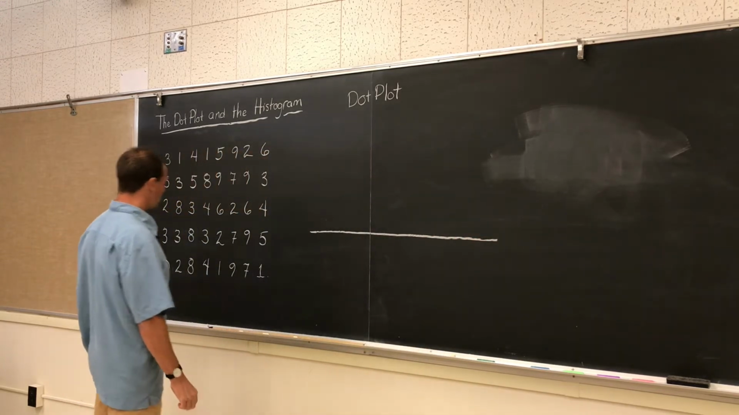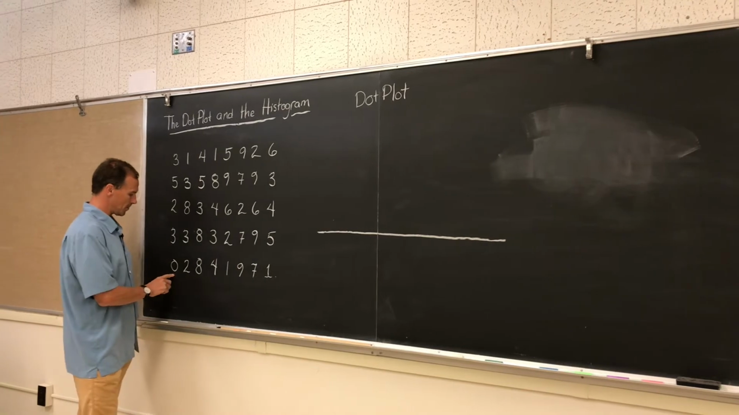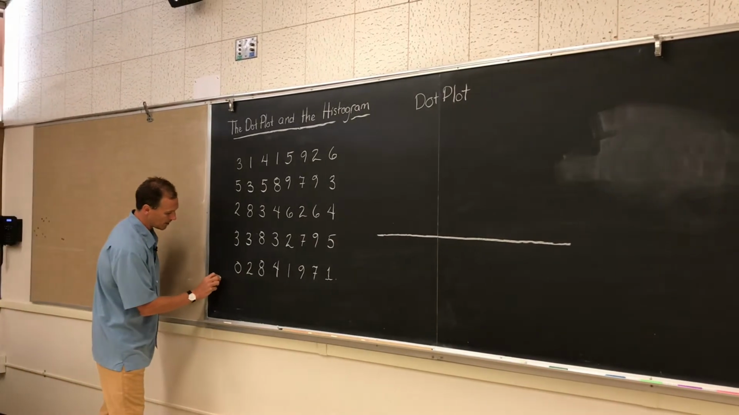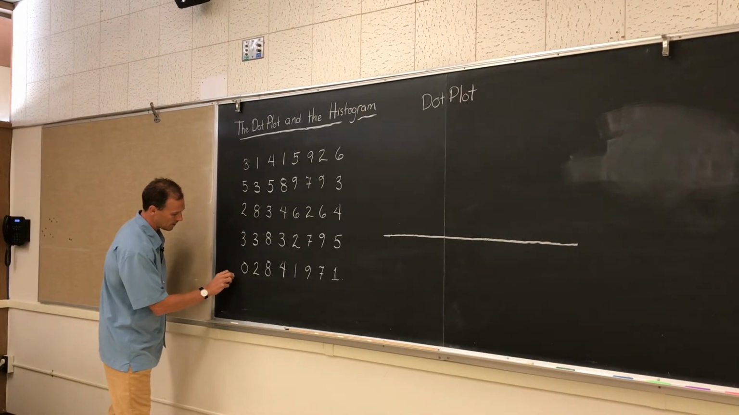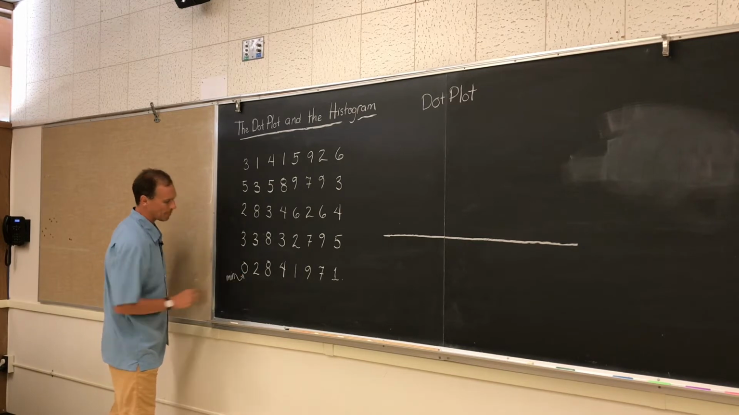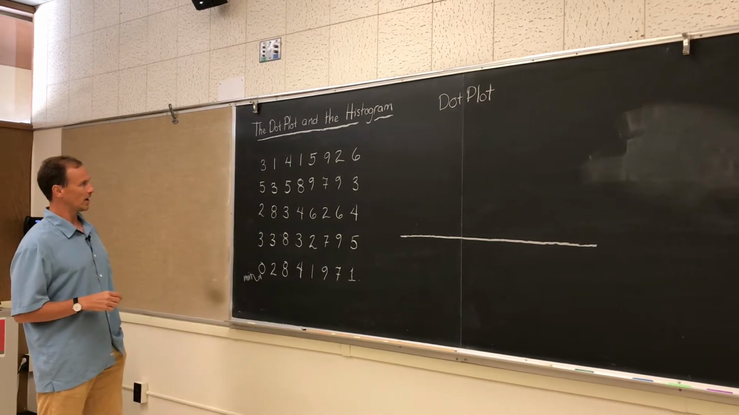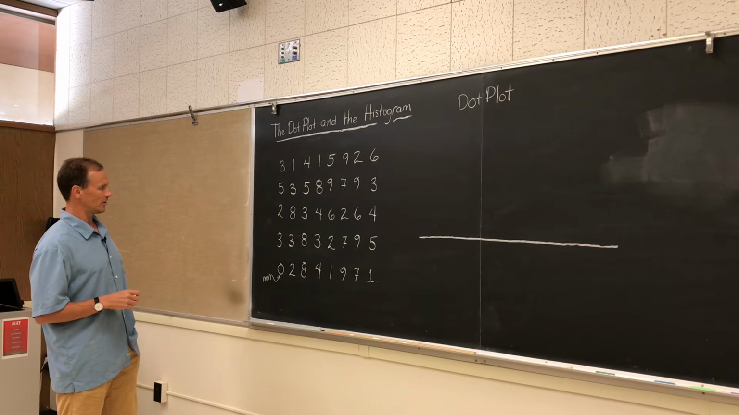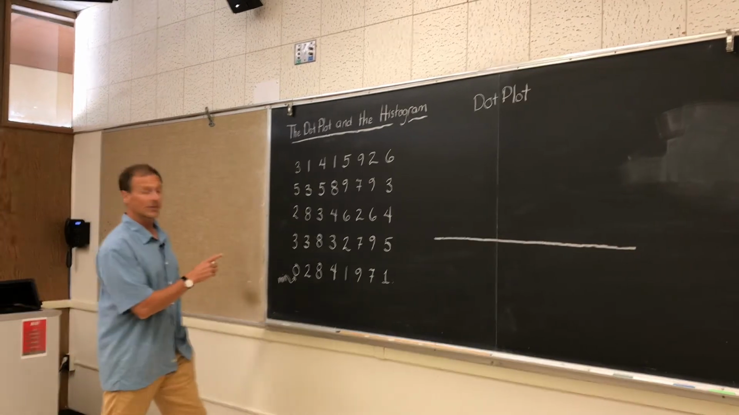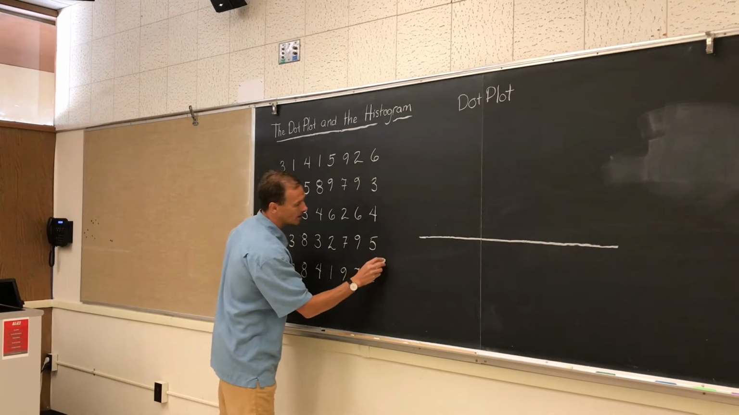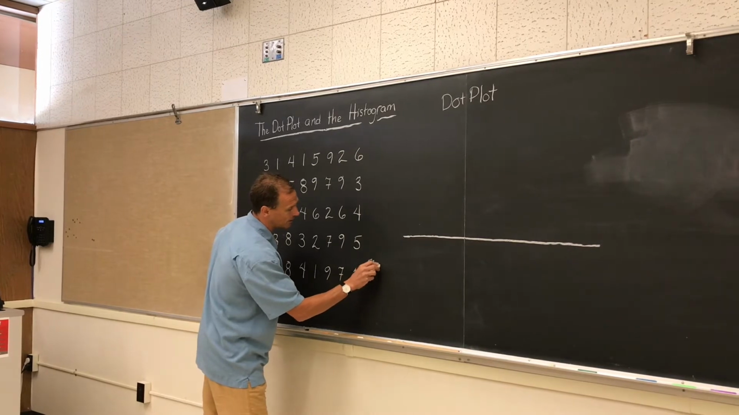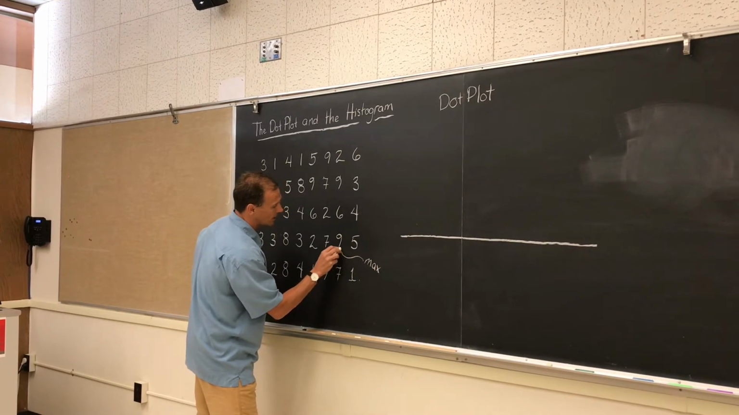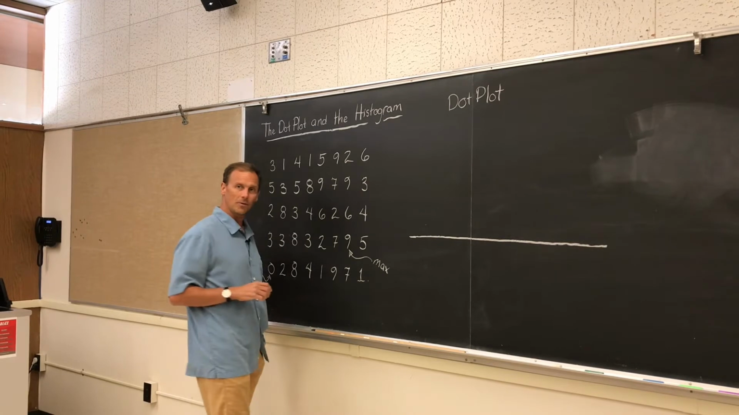Notice that our lowest number, my minimum, is my 0. And what's the largest number? It looks like the largest number that I have is a 9. I'll call that my max. So I have all the way from 0 to 9.